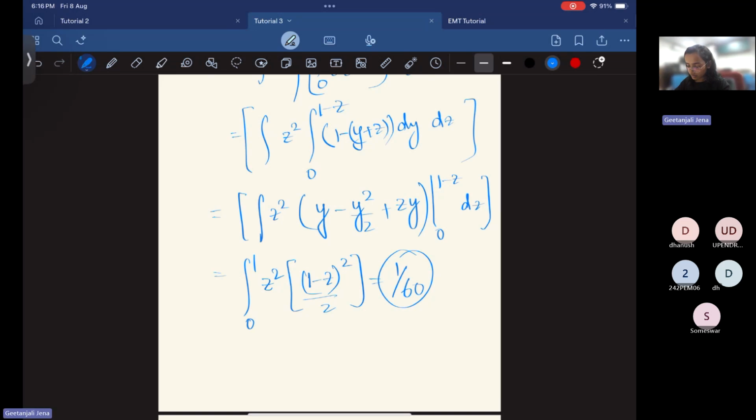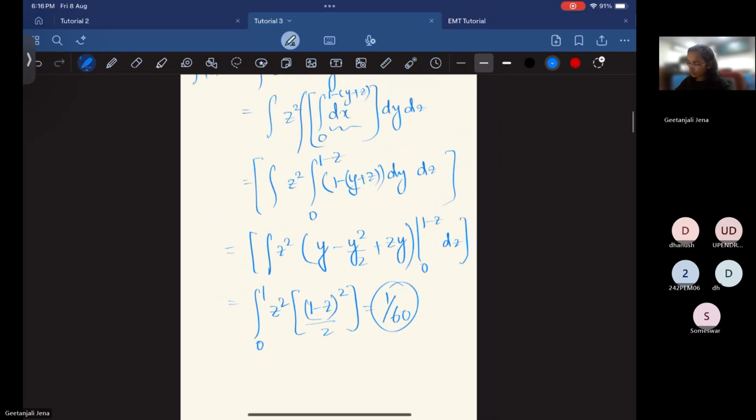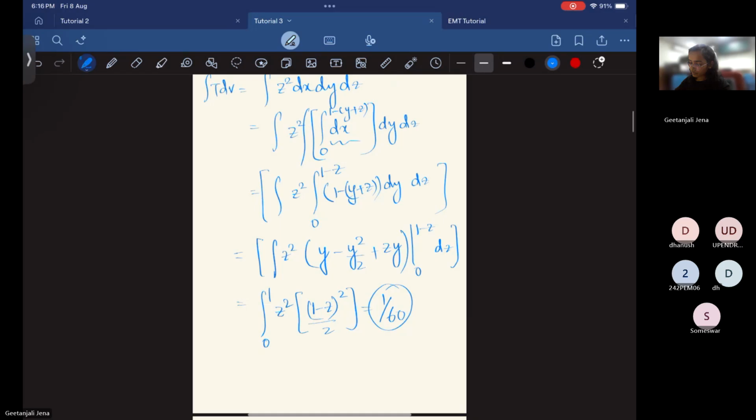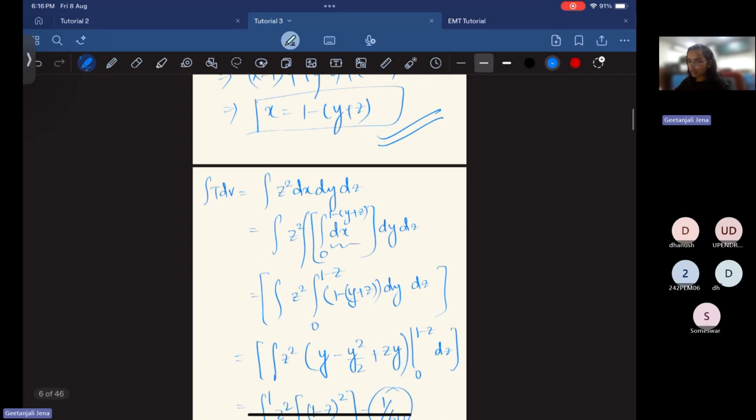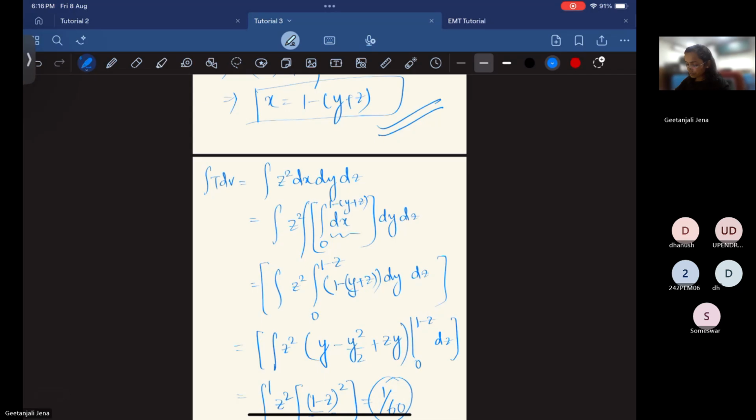So is this clear? You just need to find the relation of x, y, z. Then just putting in the limits for x, y, and z, you can get the volume integration.